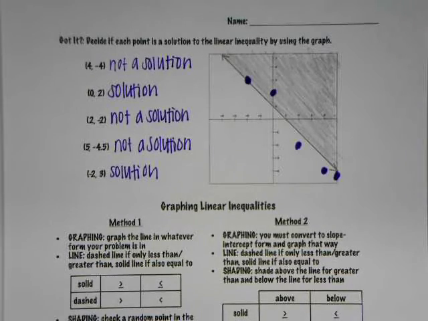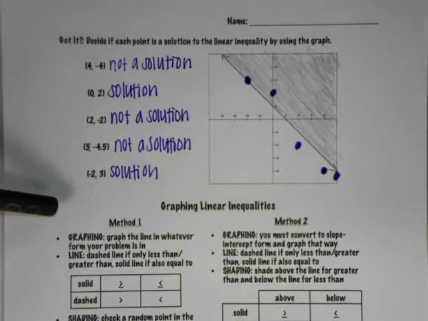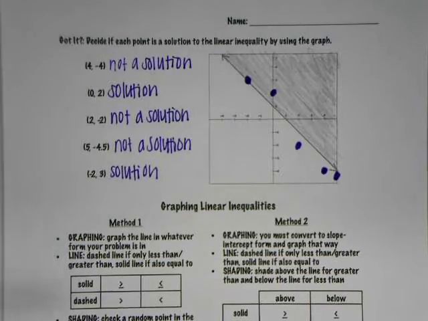There are two methods. Method one is the way that the book is going to teach you, and that is by using a test point. With this method, you can graph it however you want to graph it. If it's in y = mx + b form, that's perfect. If it's in standard form, you can use the intercepts. If it's in point slope form, you can use the point and the slope. However it comes, you can graph it like that, okay?